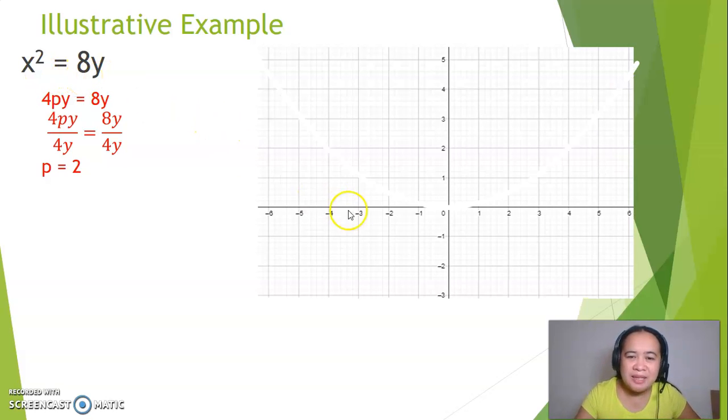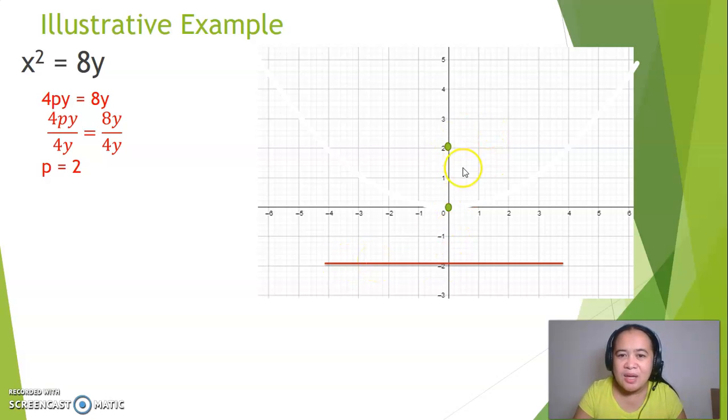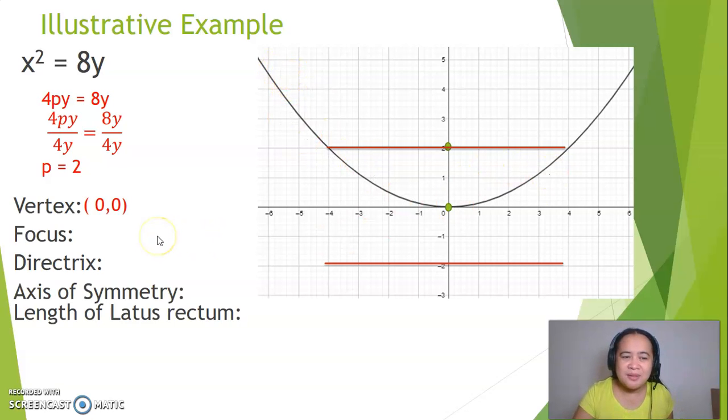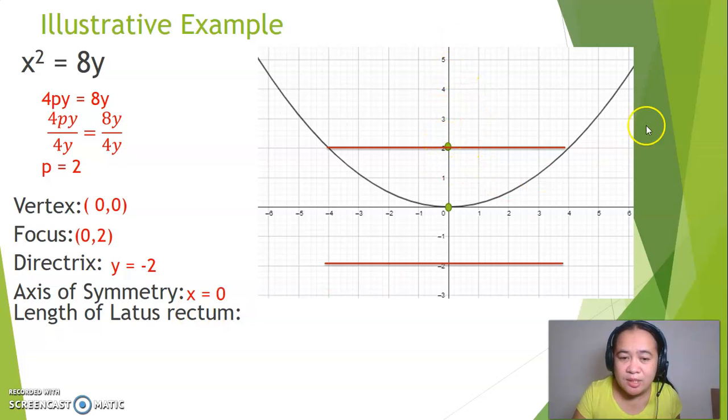So, in the Cartesian plane, the vertex is (0, 0). p is 2. So, therefore, count 2 up and 2 down for the directrix. So, if this is 2, going to one end would be 4, and to the other end is also 4. So, this will be our graph. The vertex is (0, 0). The focus is located at (0, 2). The directrix is located at y equals negative 2. And the axis of symmetry is x equals 0. And the length of the latus rectum is given here as positive 8.